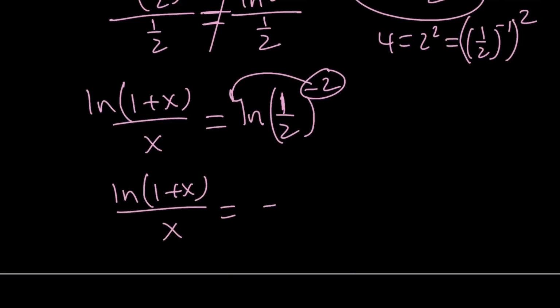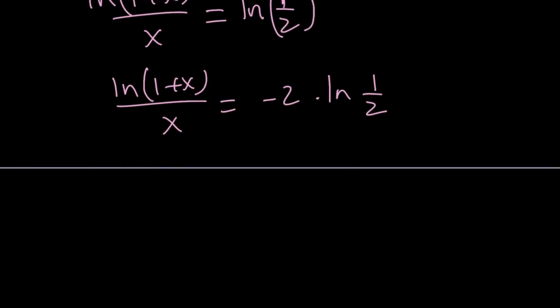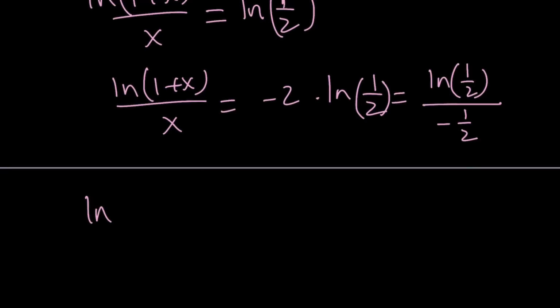That's going to become a negative 2 times ln 1/2. It still doesn't work because we have to make it a quotient. But we can do that easily. ln 1/2, and let's put that in parentheses to avoid confusion, divided by negative 1/2. So now I have something much, much nicer. And take a look.